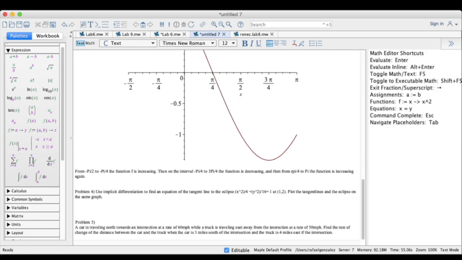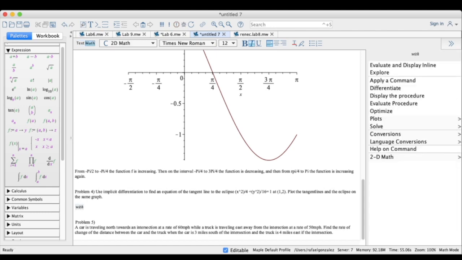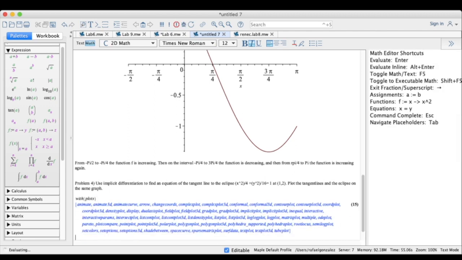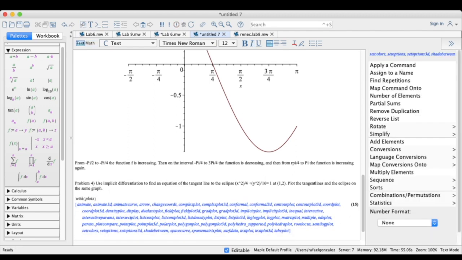All right, for problem number 4, we have to use implicit differentiation to find an equation of the tangent line to the ellipse x squared over 4 plus y squared over 16 equals 1 at the point (1, 2), and then we have to plot the tangent lines and the ellipse on the same graph. So if you remember from last time, before we could use implicit differentiation on Maple, we have to open up that package. We have to use with and then plots to open up the package. Now that we have the package open, we could begin.